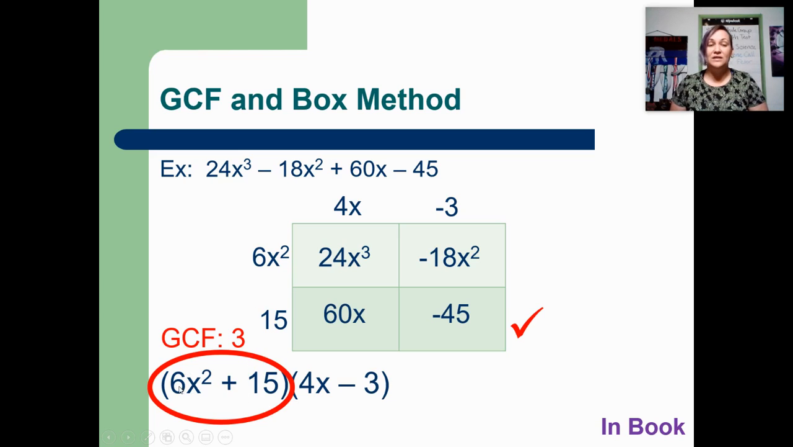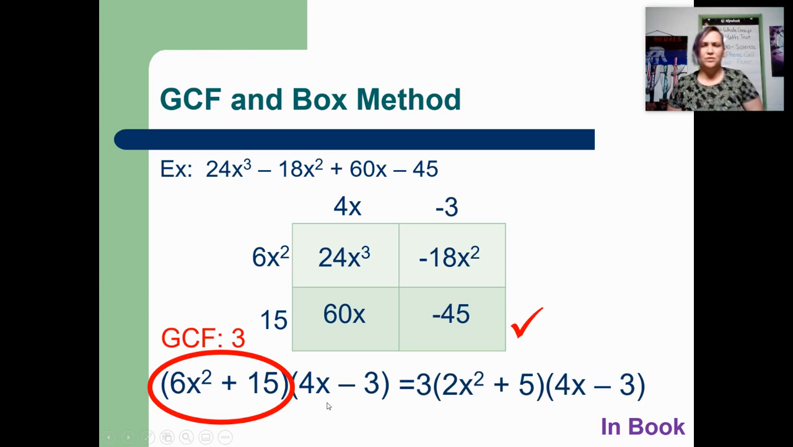So I'll be doing 6 divided by 3 and 15 divided by 3. And I'm not going to touch the second parentheses. The second parentheses was fine. And so my actual final answer to this problem is 3 times 2x squared plus 5 times 4x minus 3. So you do want to make sure you're factoring completely, and sometimes that means you'll need to do multiple types of factoring within a problem.